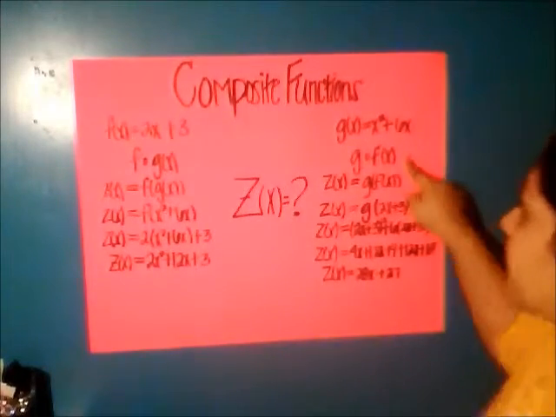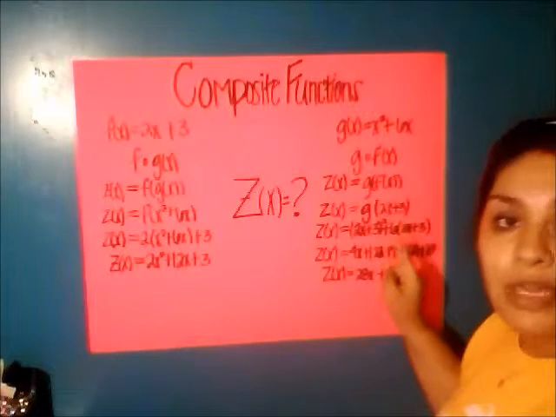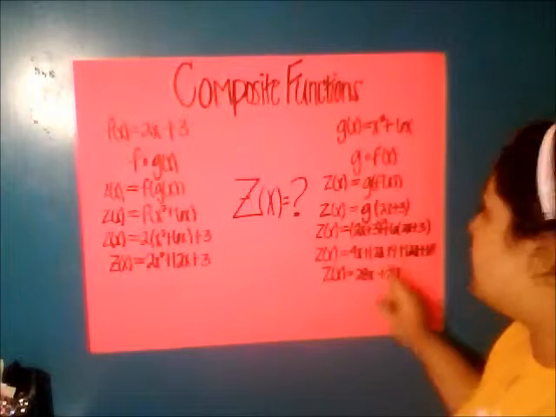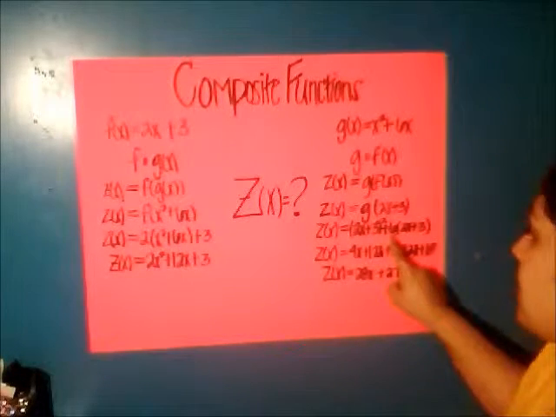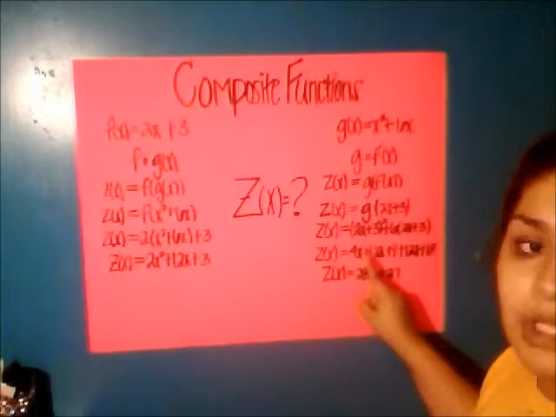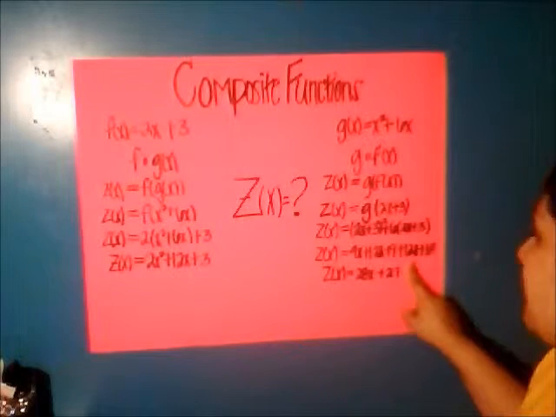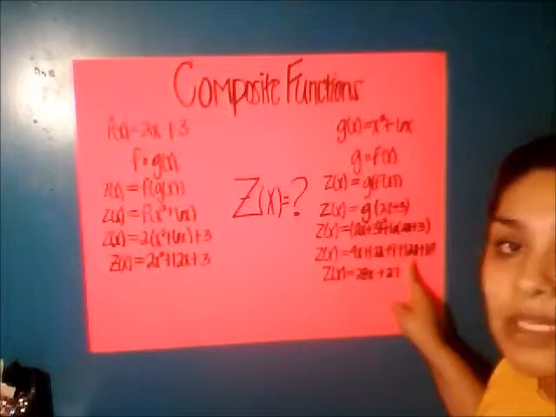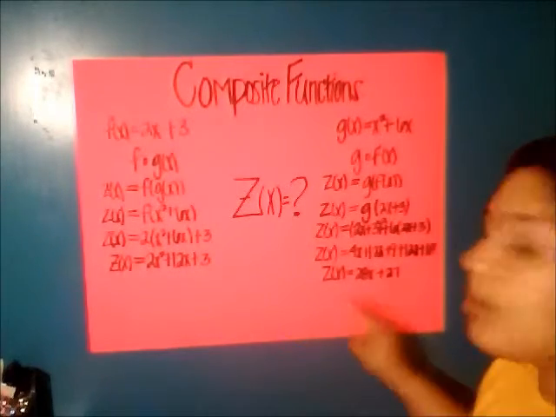In this example, you're looking for g of f of x, and you substitute every f of x in for x in g of x, and you come out with 2x plus 3 quantity squared plus 6 times 2x plus 3. Once you distribute that all out, you end up with 4x squared plus 12x plus 9 plus 12x plus 18. You combine like terms, and you end up with 4x squared plus 24x plus 27, which equals z of x.